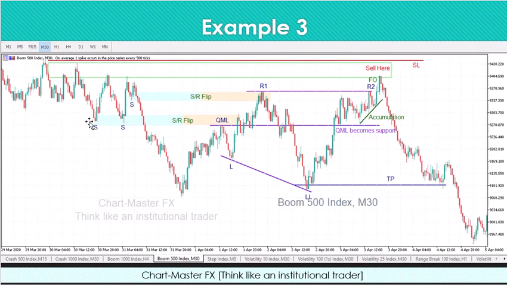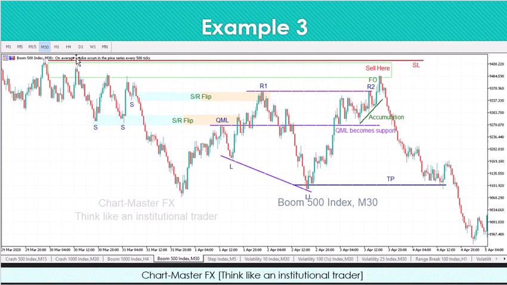So guys, let's go to example number 3. On example number 3, you can see that we have an MPL here. Go and check the MPL module. Go and check the MPL journal. You need to know what type of MPL this one is, guys. You need to know these types of MPLs so that you can trade them successfully.